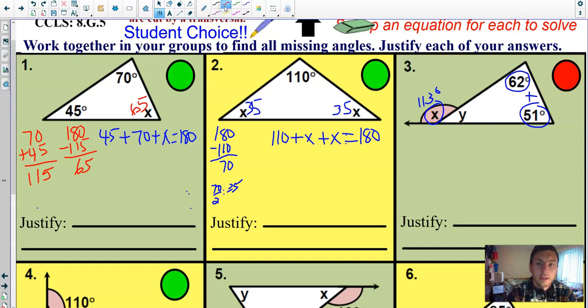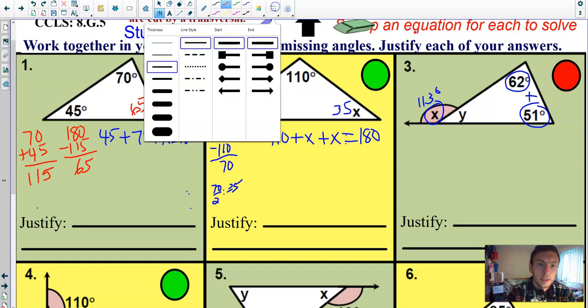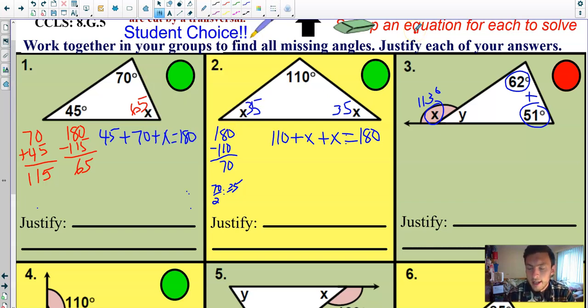Let me switch colors. There we go. So remember we said that x and y together, since they form a semicircle and they form a straight line, must equal 180. So 180 minus 113 is 67 degrees. And that's the answer. Now, you could have figured out y first. You could have done 62 plus 51 is 113. 180 minus 113 is 67. And then once you have 67, do the same thing to figure out x, because they equal 180.